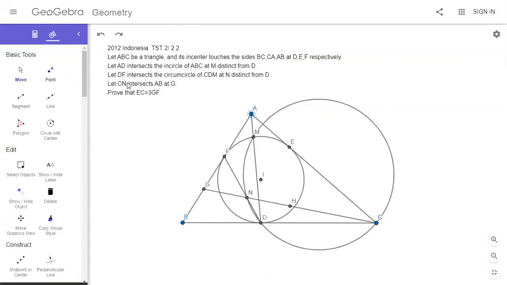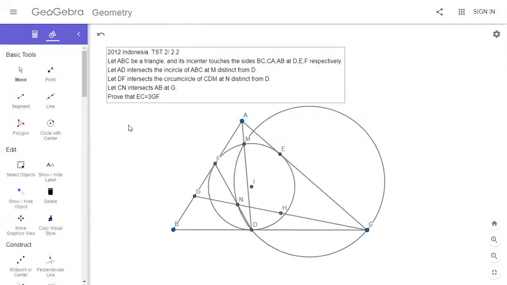So, John, can you write out your idea in some more detail? So yeah, how do we show CN is 3NG? Let's see.